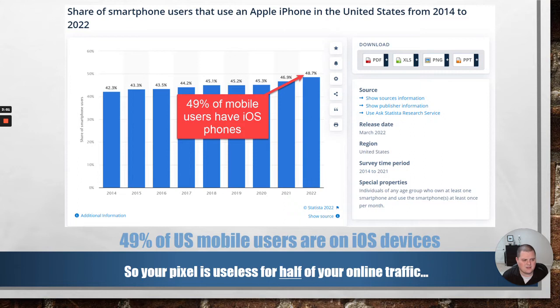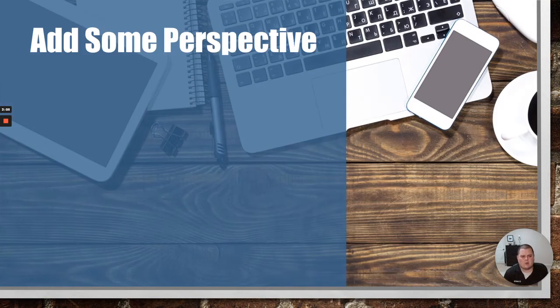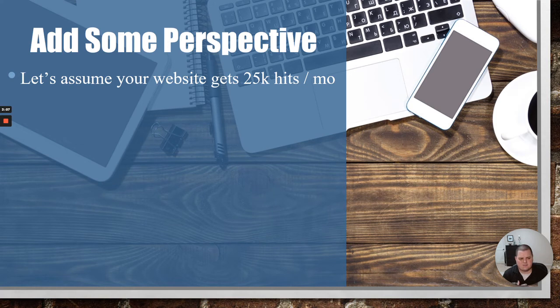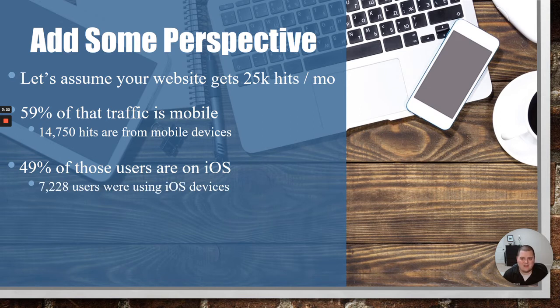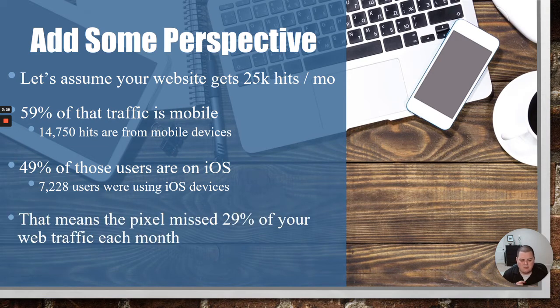And so let's add some perspective to this. Let's take a website, just pretend that it gets 25,000 hits per month, visits. And 59% of that traffic is mobile. So that's 14,750 of these hits from mobile devices. And 49%, approximately half of those, are from iOS. That means that there's 7,228 users that were using Apple devices. That means that the pixel is missing 29% of your overall web traffic each month. That's crazy. So if you rely heavily on retargeting campaigns, you can expect to pay at least 29% more to acquire new customers.